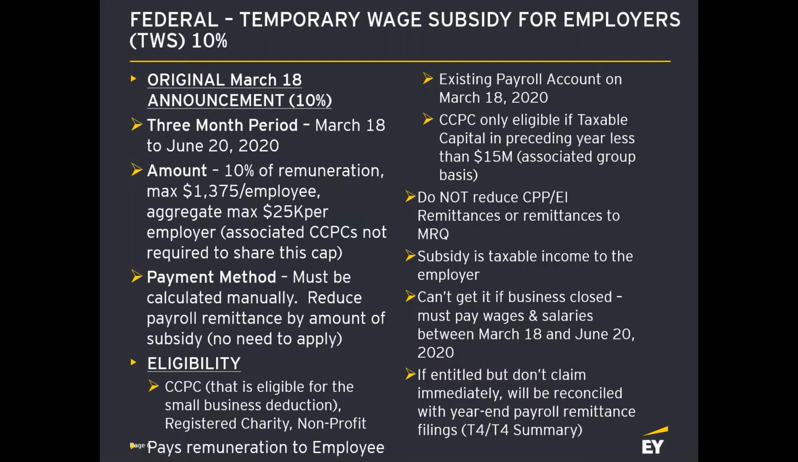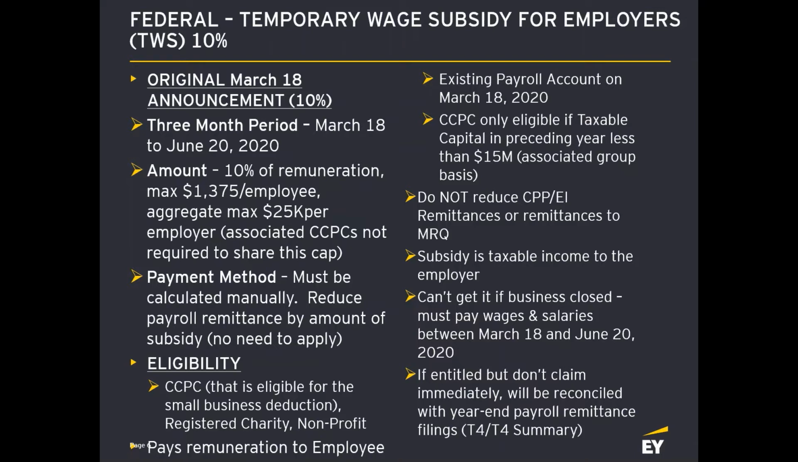Okay, so the two main types of wage subsidies. The first is what's referred to as the temporary wage subsidy. That was the name, but this is really a 10% wage subsidy. It applies for a 3-month period, starting March 18th and ending June 20th. We'll get into who it applies to, but if a business qualifies for it, the subsidy is equal to 10% of remuneration paid to the employee. For example, if you're paying an employee, let's make up a number, $1,000 every 2 weeks, then this wage subsidy would be 10% of that, so it's $100.